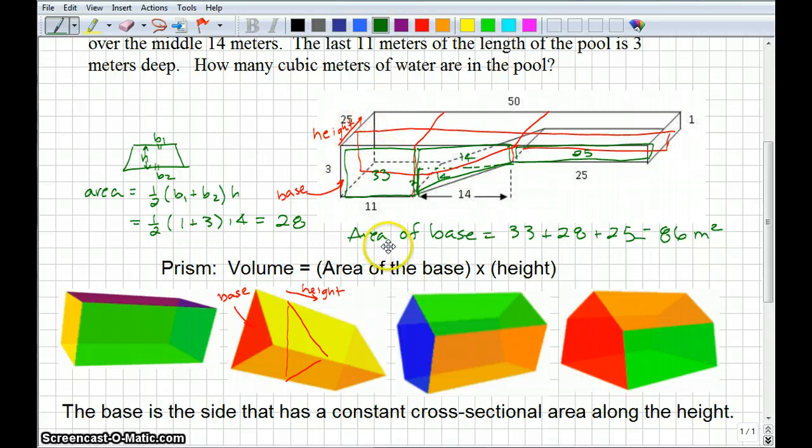So the volume is equal to 86 times 25. And when you multiply that out, you'll get 22,150 cubic meters. And that is our answer.